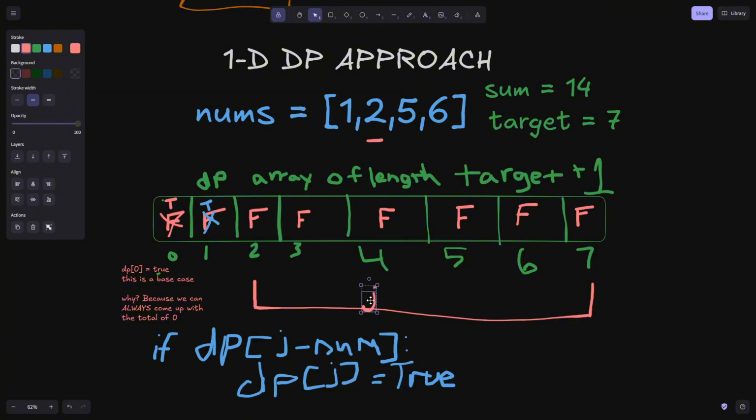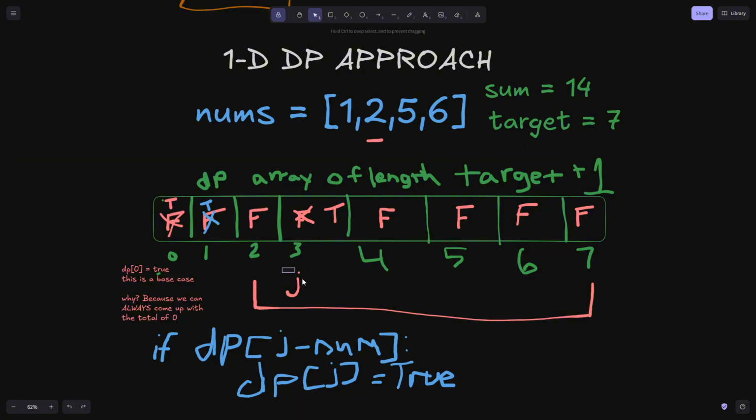Here, dp of 4 minus 2 is dp of 2, that's not true. Now we go here though, dp of 3 minus 2, that gives us dp of 1, which is true. So this has to get set to true now. Okay, that makes sense though, because we can create the sum 3 from 1 and 2. So of course this gets set to true. Okay, so now we keep moving.